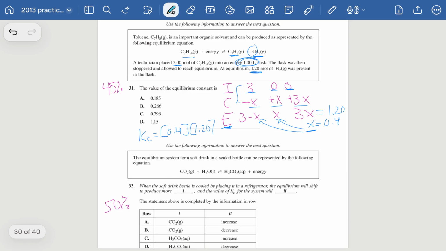Don't forget that you need to add the exponent if you have a coefficient in front, and divide by the reactants. So once you solve for this part, you'll see that it's 2.6. You plug that into your calculator, and you'll see your answer here is B.